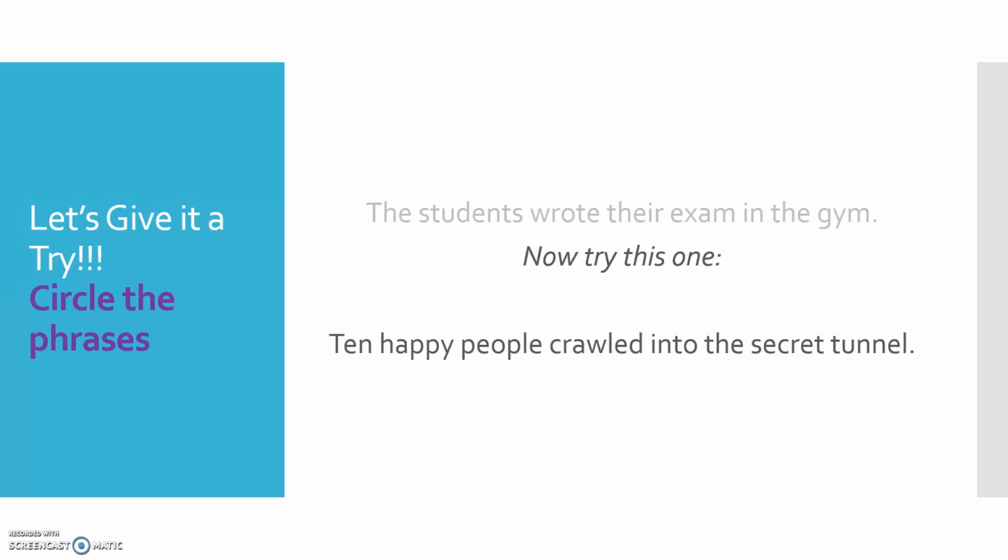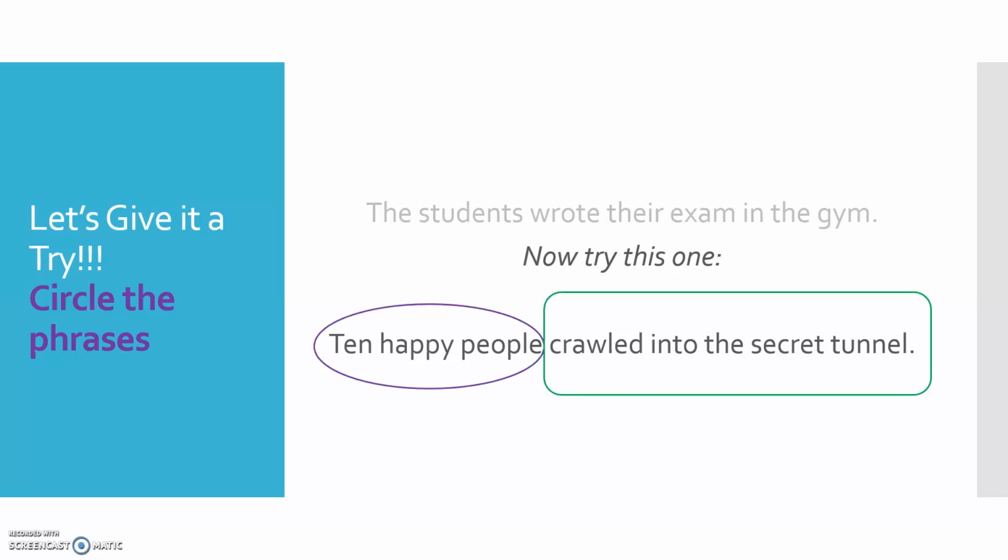So if you haven't done so, pause the video and put circles around the different phrases within "10 happy people crawled into the secret tunnel." And we'll get started on that one. So again, I imagine the distinction between the subject and the predicate jumps out at you. We're going to put a circle around "10 happy people." That's who or what the sentence is about. And then what did they do? What was the main event part? They crawled into the secret tunnel.